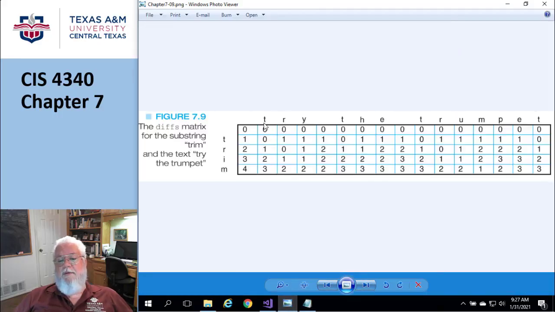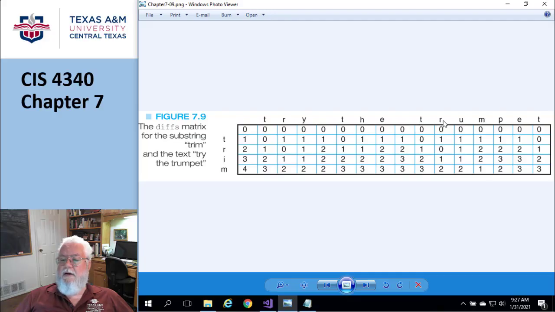So here's the phrase, try the trumpet, okay? And we're hunting for the word trim, okay? Right off the bat, the T matches, woohoo. But the R does not, and so we get down to here, where I got a score of 3. Is 3 good? No. 3 out of 4 means 3 out of 4 characters did not match. Here, 2 characters match. I'm getting close. 2 characters matched, then 3, 3, 3, 3, 3.